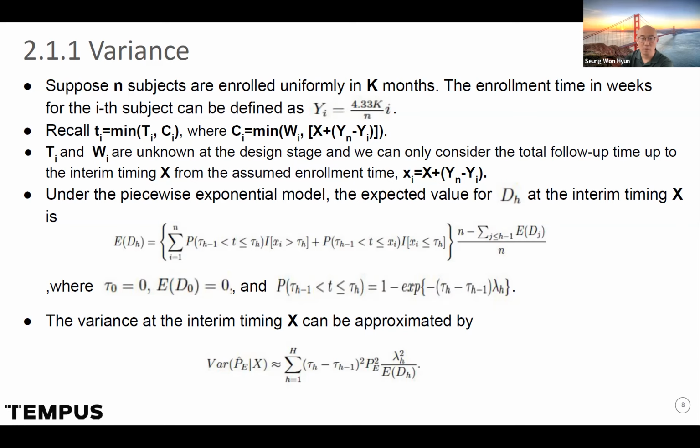So now the variance at the interim timing x can be approximated by replacing the total number of events with its expected value. As you can see in the equation on the last slide, now I replace the d sub h with its expected value. So in this formula again, you can see that the variance is decreased by increasing this expected value of d sub h. Okay, next slide, please.